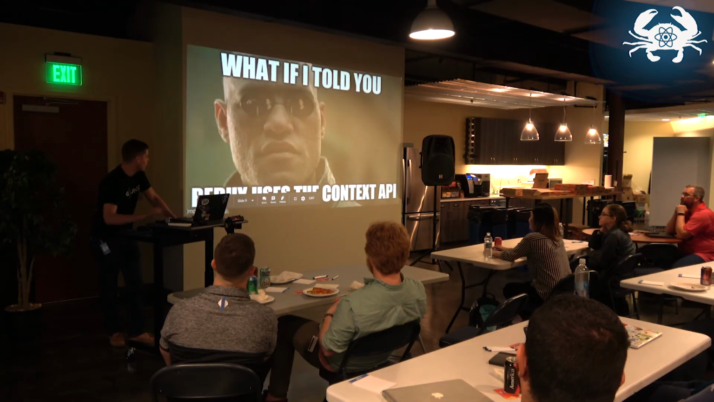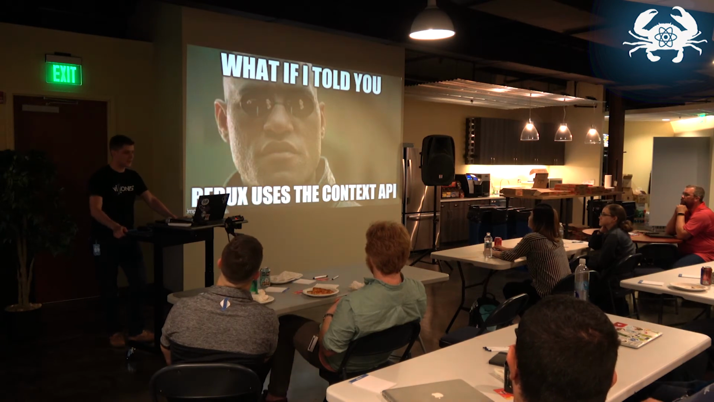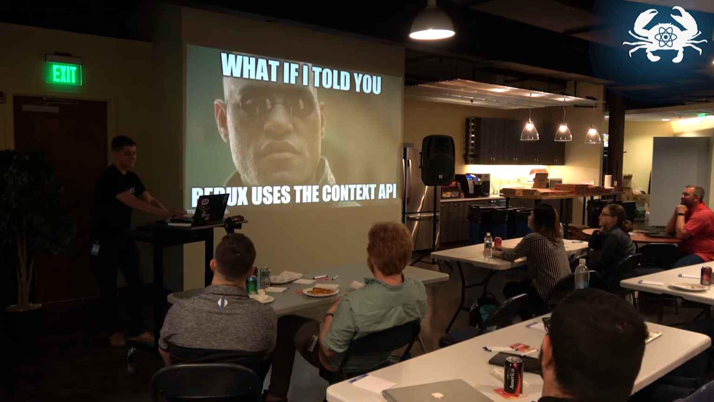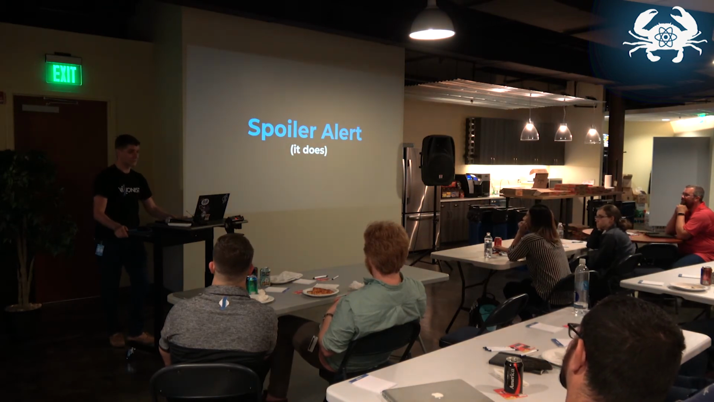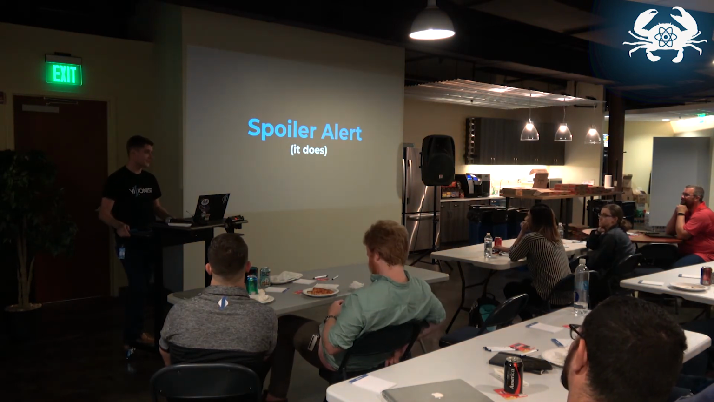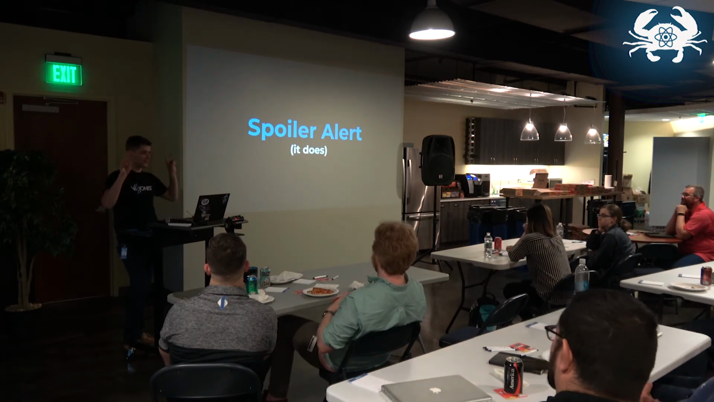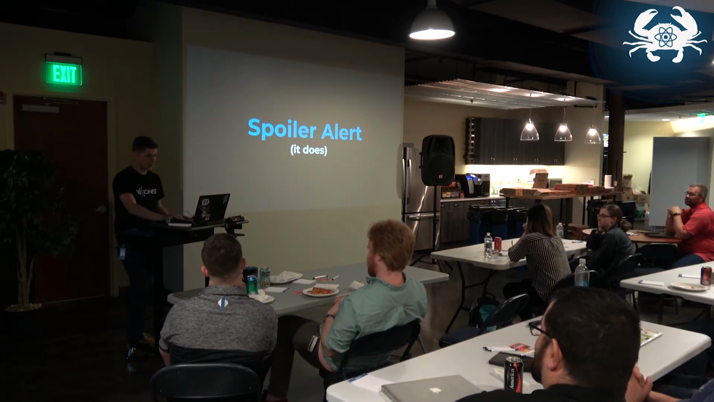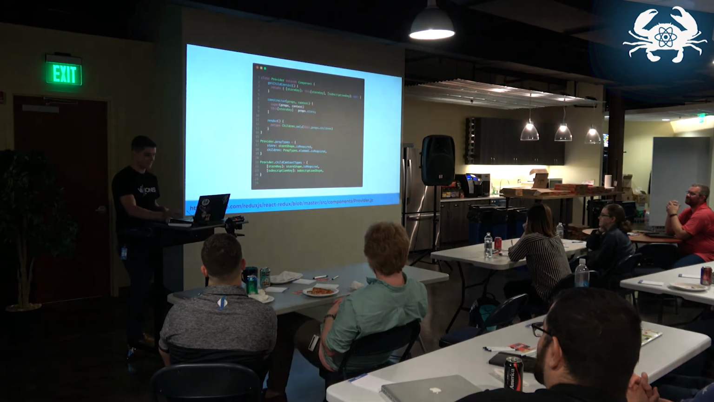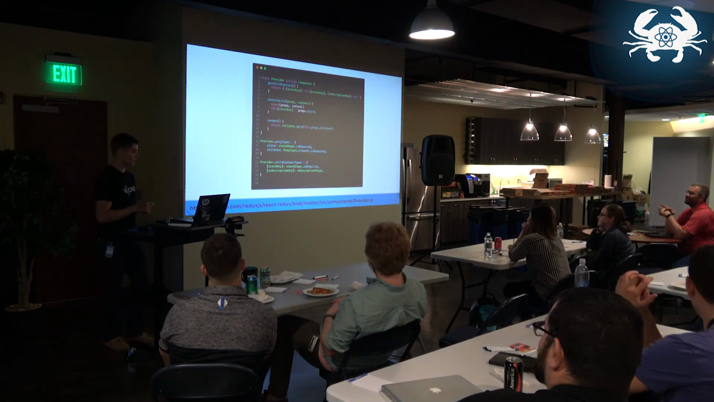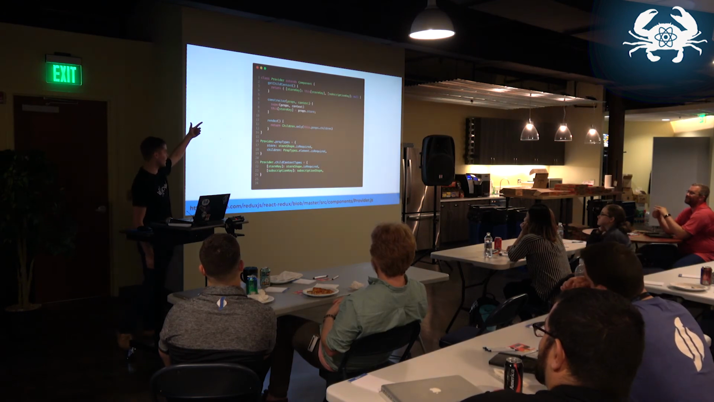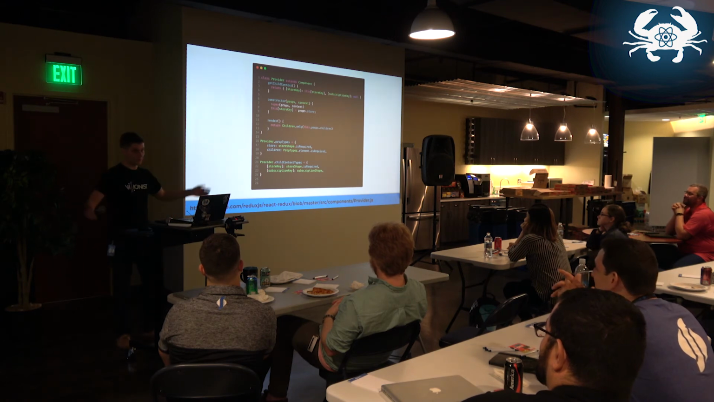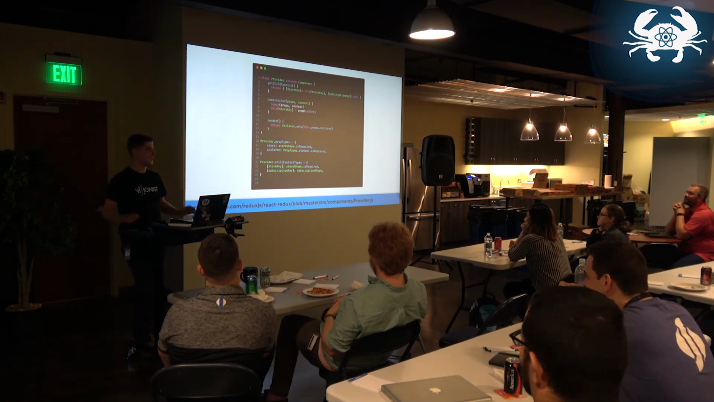So, what if I told you that Redux actually uses the context API? Spoiler alert, it does. And in fact, it uses the legacy API. So if you've been using Redux, you've been using the same API that's been experimental and that the React team said not to use. This is the provider component from the current release of Redux right now. You can see it implements getChildContext and childContextTypes. So surprise, you've been using context all along.